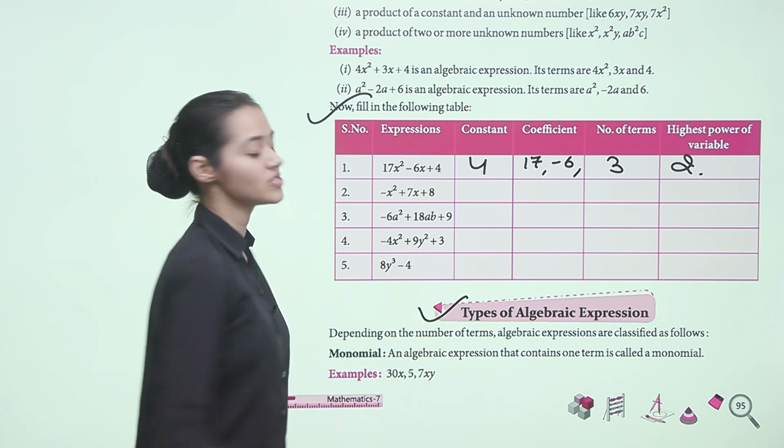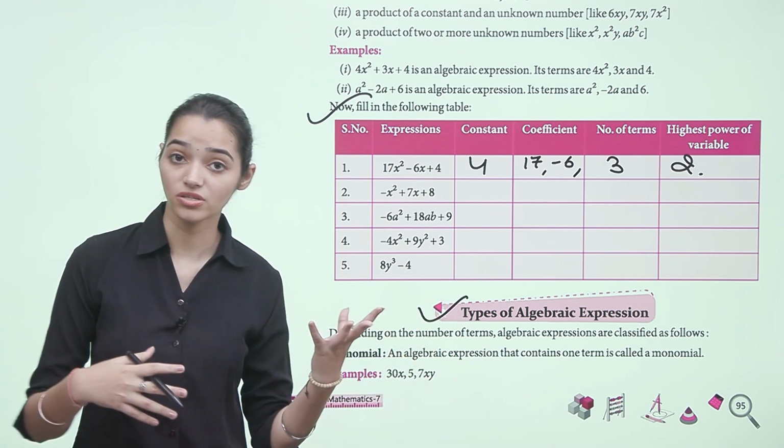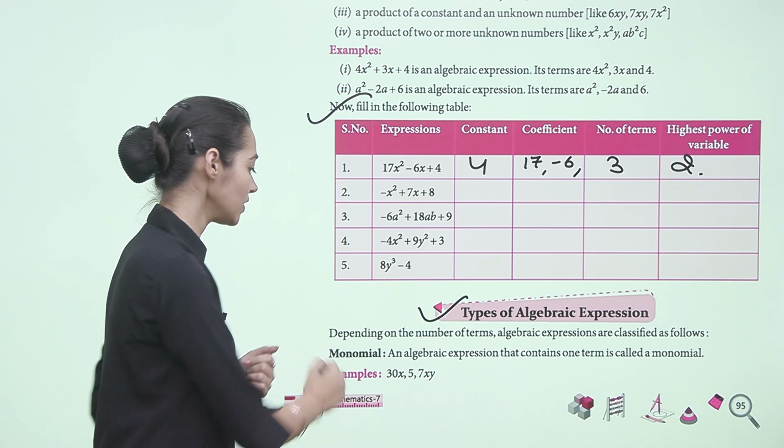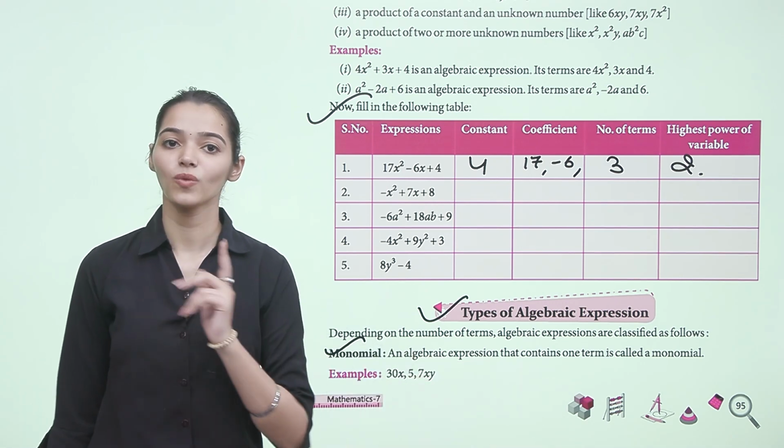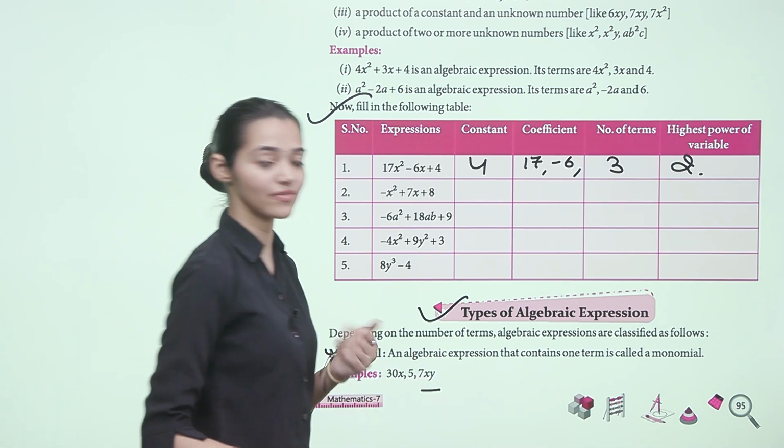Now next are the types of algebraic expressions. Depending on the number of terms, algebraic expressions are classified as monomial, that means one that contains only one term, that is 30x, 5 and 7xy.